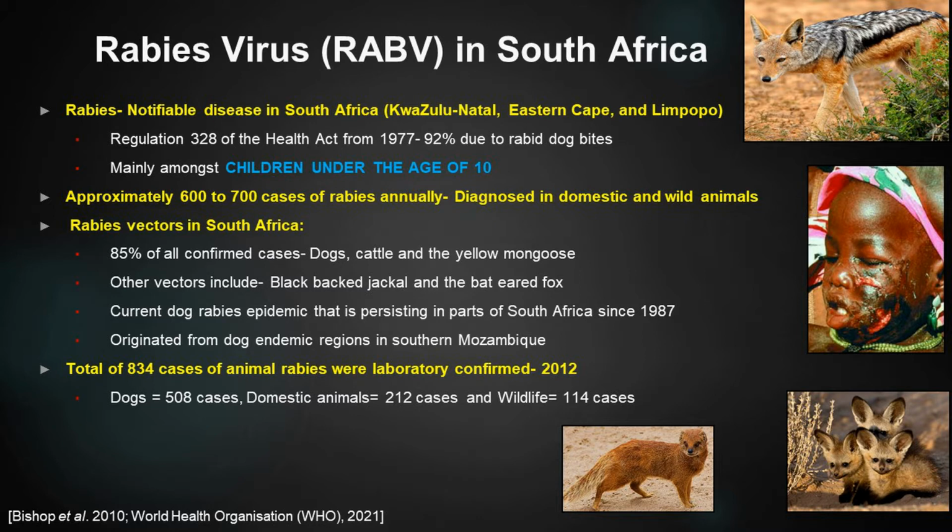The black-backed jackal and the bat-eared fox are other vectors, and there has been a problem with dog rabies epidemics in parts of South Africa since 1987, which originated from the southern Mozambique dog endemic regions. A total of 834 cases of animal rabies were laboratory confirmed in 2012, of which 508 cases were related to dogs, 212 cases were related to domestic animals, and 114 cases were related to wildlife.